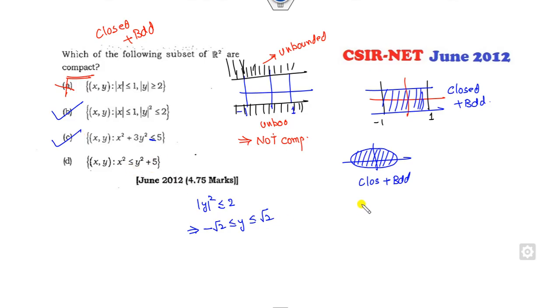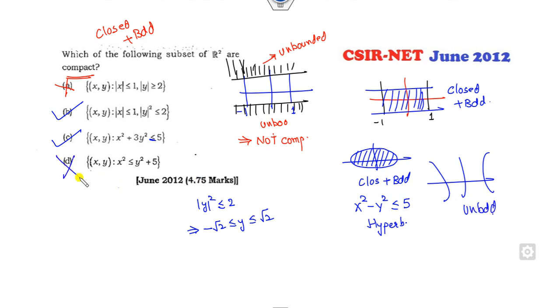X square minus y square is less than 5. What is that? This is the hyperbola. Fine. And we all know hyperbola is unbounded. So once it's unbounded, it is not compact. So the right answers are B and C.